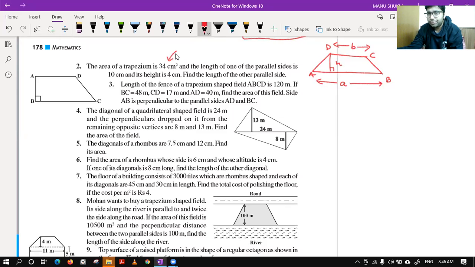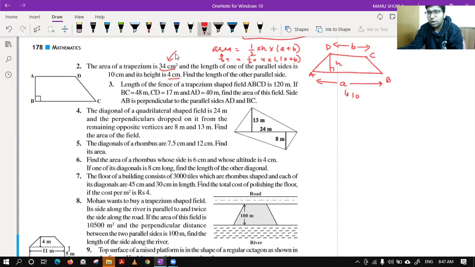This is your H. So you know area is equal to half into H into sum of parallel sides. You know this value is how much? It is 34. So write 34 on the left hand side is equal to half into H, which is given to you as 4. Put 4 in its place. Then you have A plus B. So suppose you have taken A as 10. No problem. So 10 plus B.